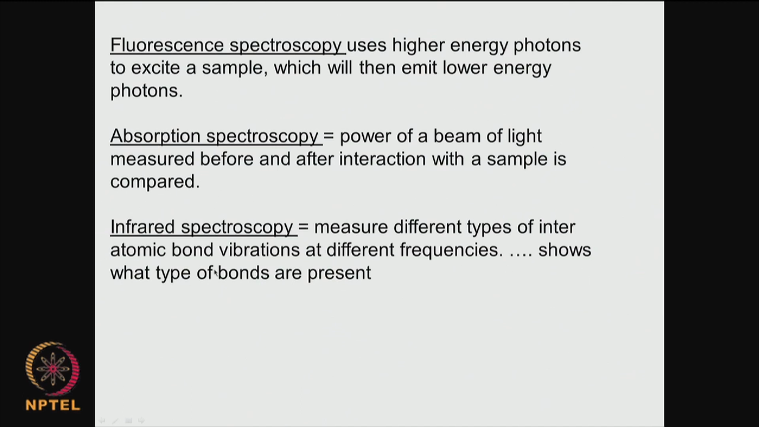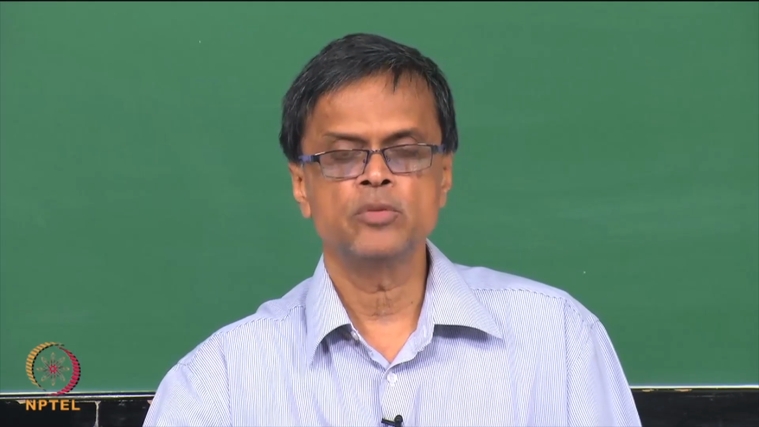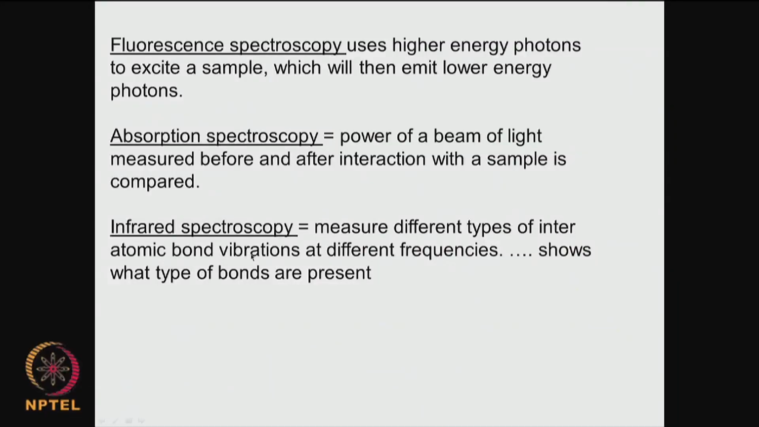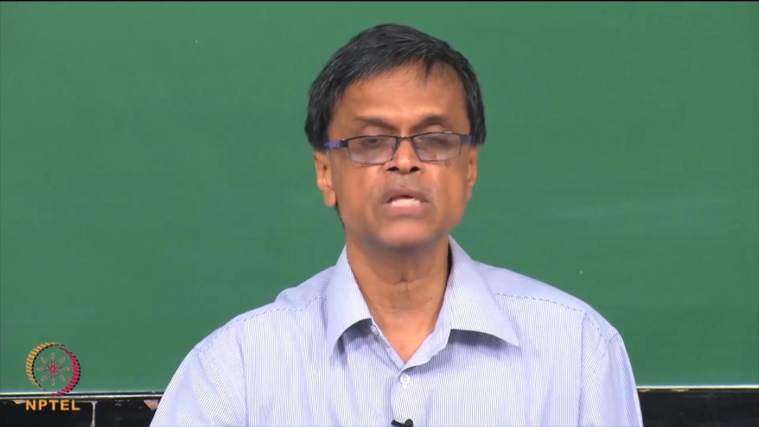It measures different types of interatomic vibration. So, you could have vibrations of the bonds between two atoms, or there could be a bending and there could be a torsion. So, based on the different frequencies we can tell what types of bonds are present. All these spectroscopies are used in biomaterials, in chemical analysis, in organic chemistry, and quite a lot in inorganic chemistry as well. So, we will talk a little bit in more detail on some of these techniques.